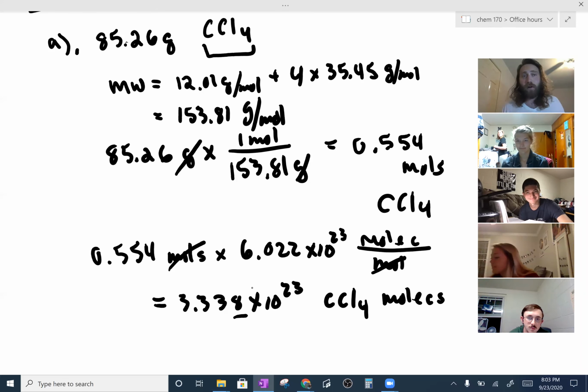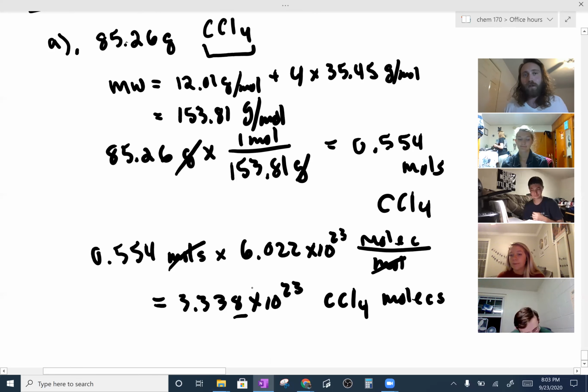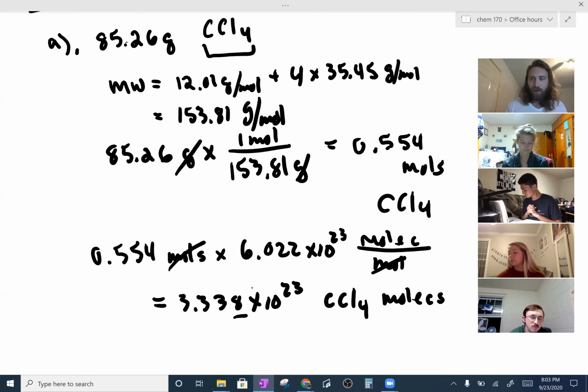And the rest of them are basically the same idea, just follow the same principles. For the ionic ones, so for example, for B, instead of calculating per molecule, calculate per formula unit, which in this case would be given by NaHCO3.